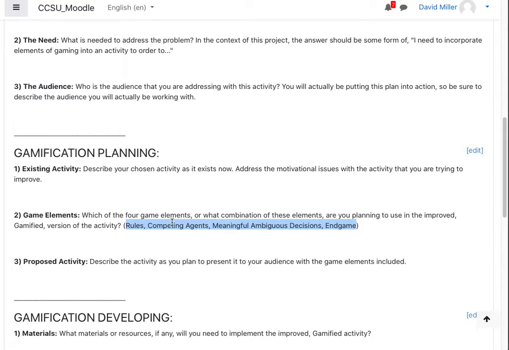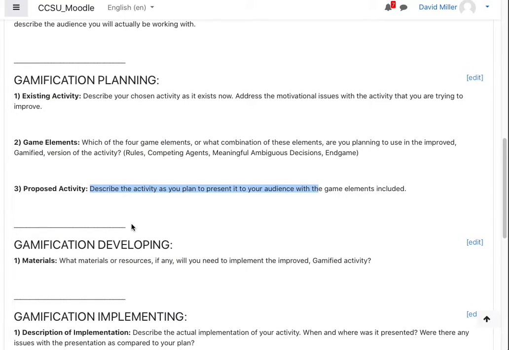It can be one of them, it could be a combination of them. But again, we're not trying to make a game, so we don't need to have all four of them. But think about what you're going to do. And again, a lot of you in the last forum post already posted some ideas about what you might be doing to modify the activity. And then, as sort of the opposite of question one, question three, describe how you are going to present the new activity with the gamification included in it. So, what's the new activity going to look like? So that's your planning phase.